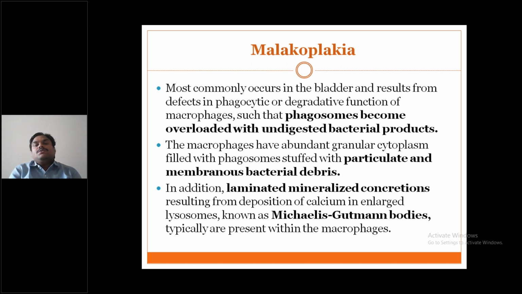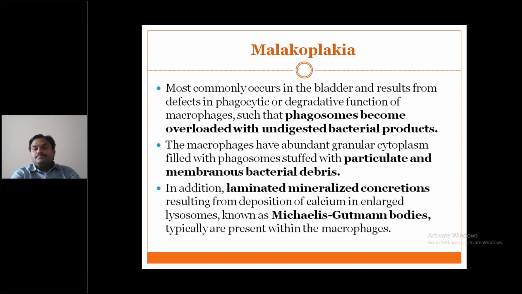So what is important in this slide is the Michaelis-Gutmann bodies. These are nothing but laminated mineralized concretions resulting from deposition of calcium in enlarged lysosomes. So they are typically present within the macrophages. This is a very, very important point. You have to note it down. The presence of these Michaelis-Gutmann bodies is very diagnostic of malacoplakia.